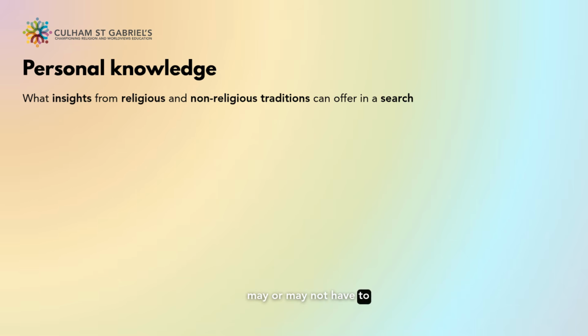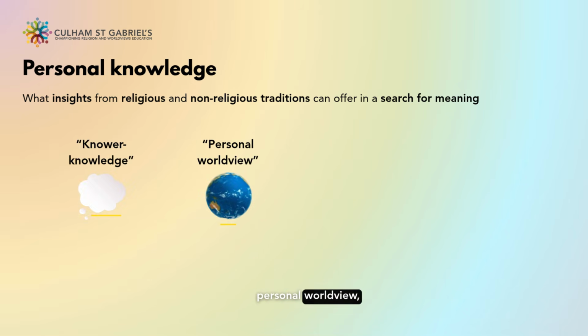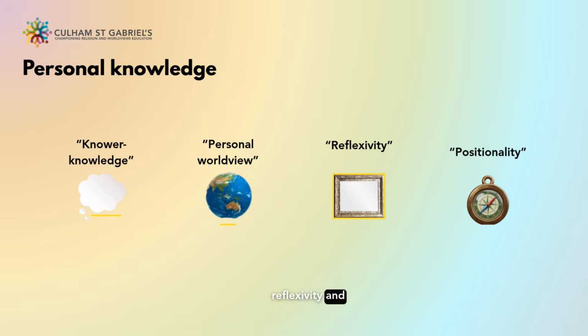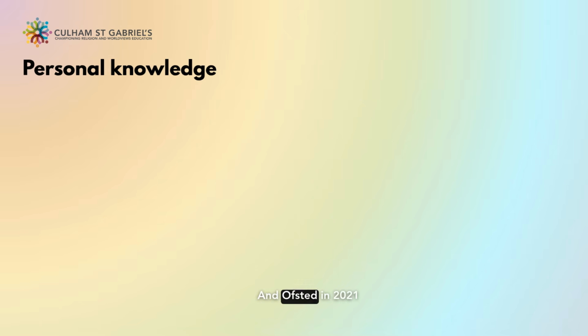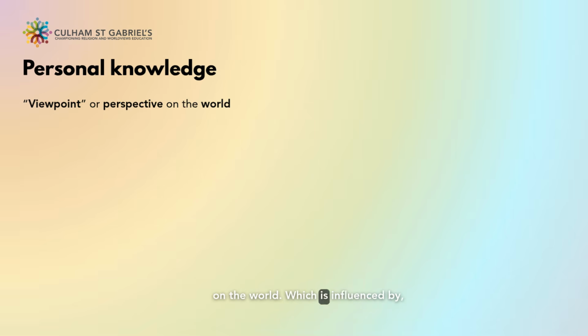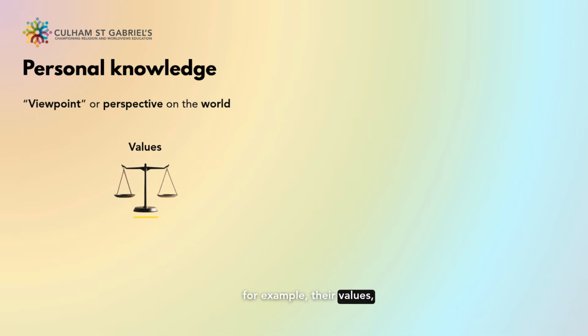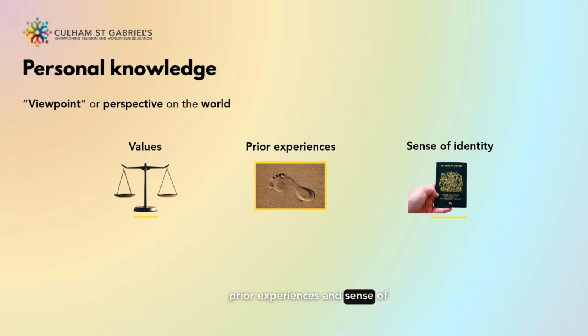Pupils reflect on what insights from religious or non-religious traditions may, or may not, have to offer them in their personal search for meaning. It's also described as knower knowledge, personal worldview, reflexivity, and positionality. And Ofsted in 2021 note that when pupils study RE content, they do so from a position. This position is their viewpoint or perspective on the world, which is influenced by, for example, their values, prior experiences, and sense of identity.